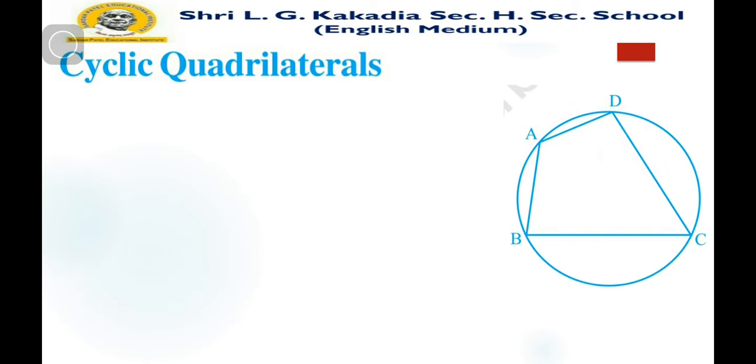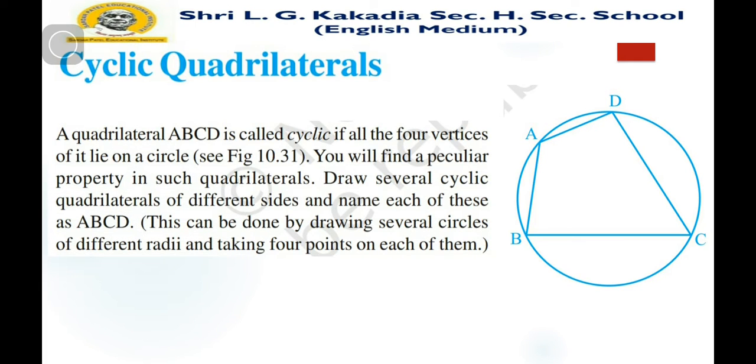So in that manner you can see here, given 4 points, or the four vertices of any quadrilateral, you can see that one circle is passing through all these points. So this is known as a cyclic quadrilateral. A quadrilateral ABCD is called cyclic if all the 4 vertices of it lie on the circle.